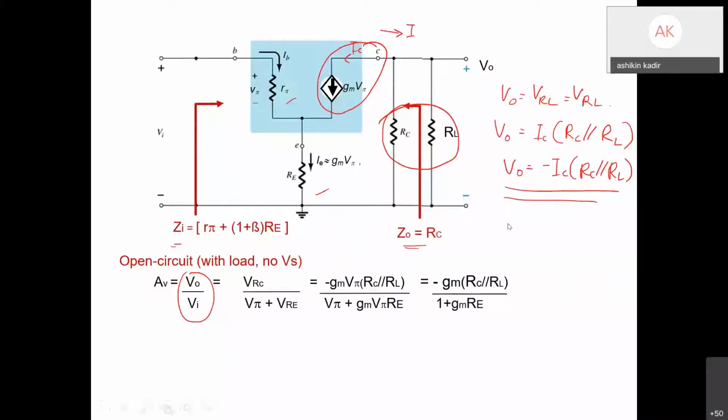In the previous example, your V out is equal to negative IC multiplied with RC. But now your V out is equal to negative IC multiplied with RC parallel with RL. So we just expand this equation. IC is minus GM V pi, so you can eliminate the V pi and then you get this equation for your gain.